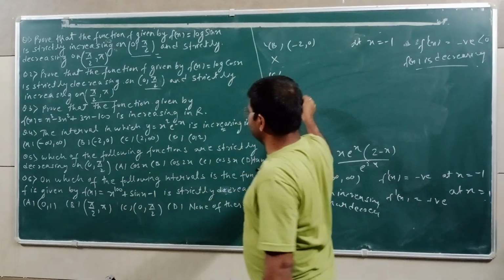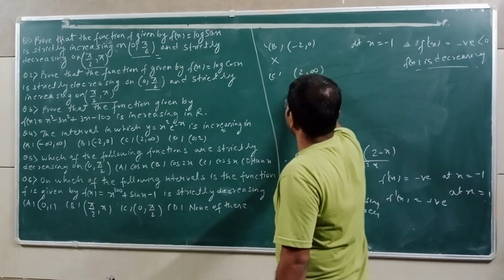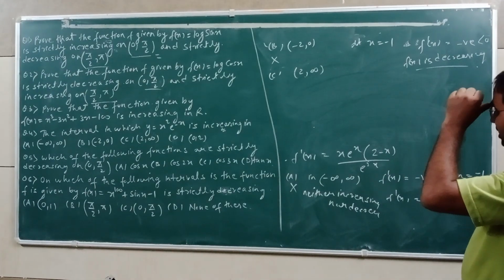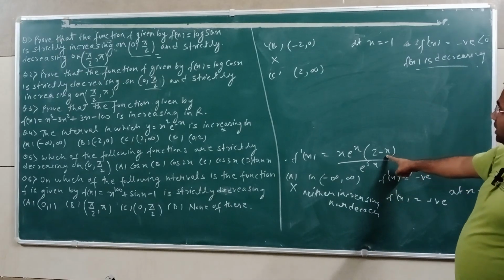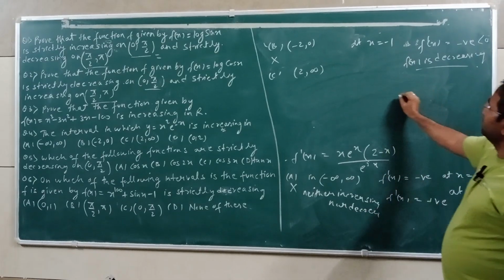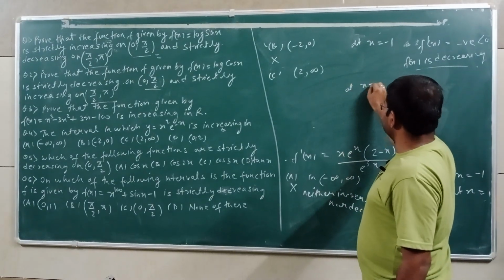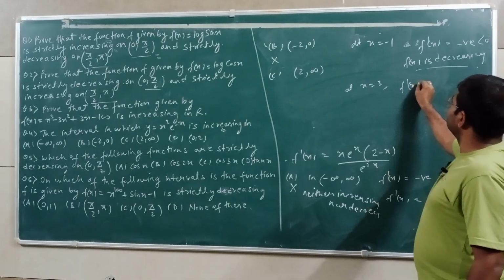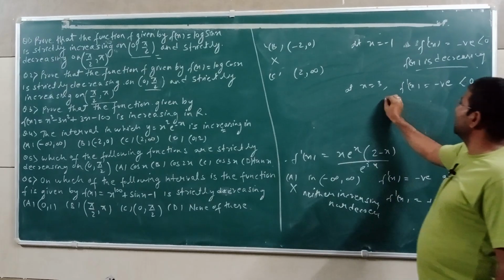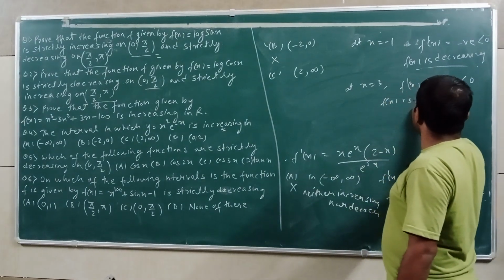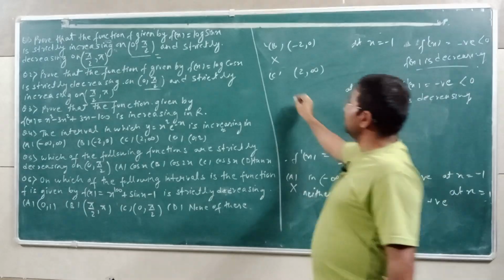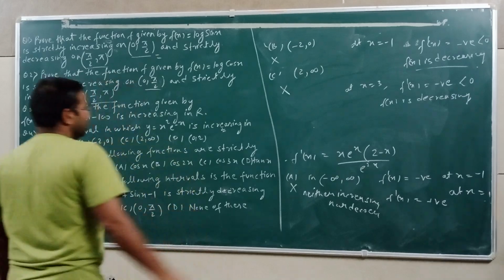Now let us see option C. C is saying 2 to infinity. If you take 2 to infinity, suppose you take the value 3 here, then 2 minus 3, minus will come. See here, at x is equal to 3, f dash x is equal to a negative value. Again less than 0 is there, then you will write f x is again decreasing. So again you can tell C will not be the option.